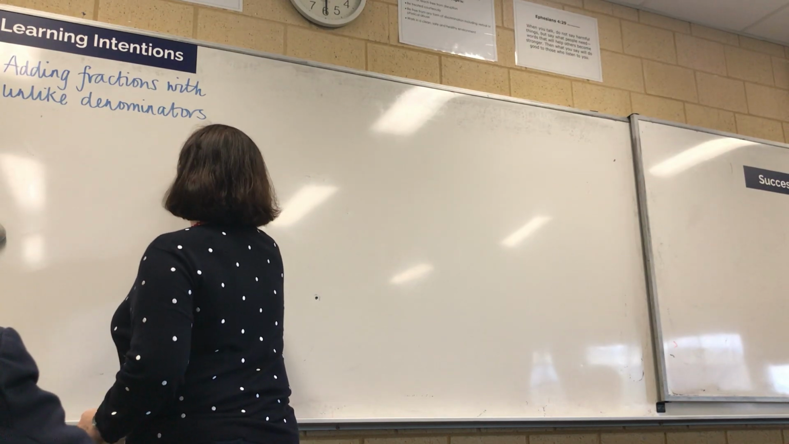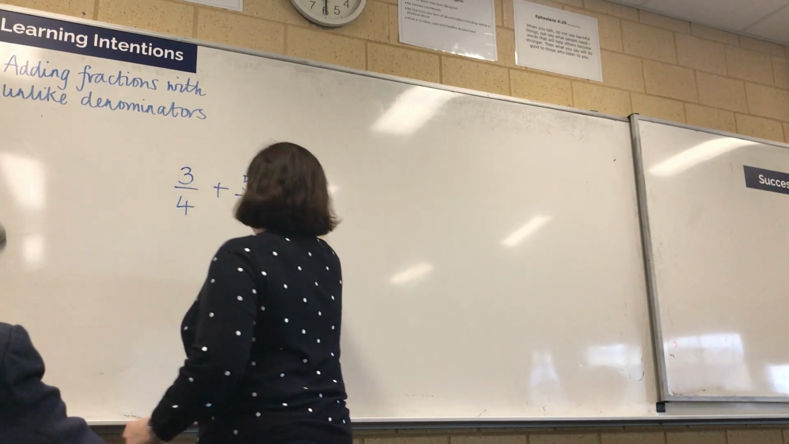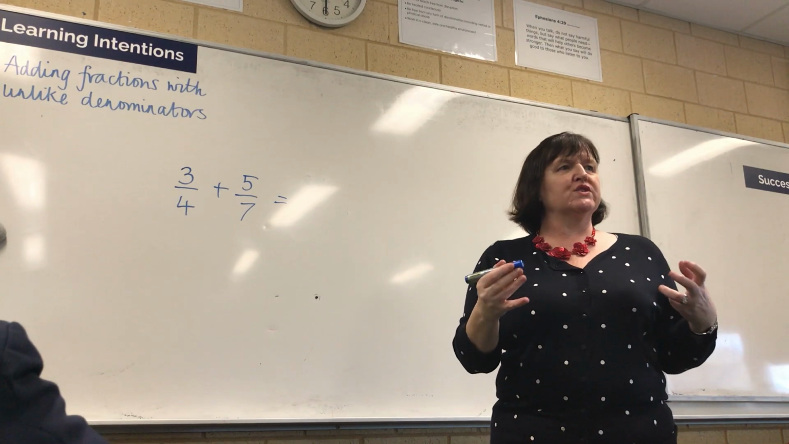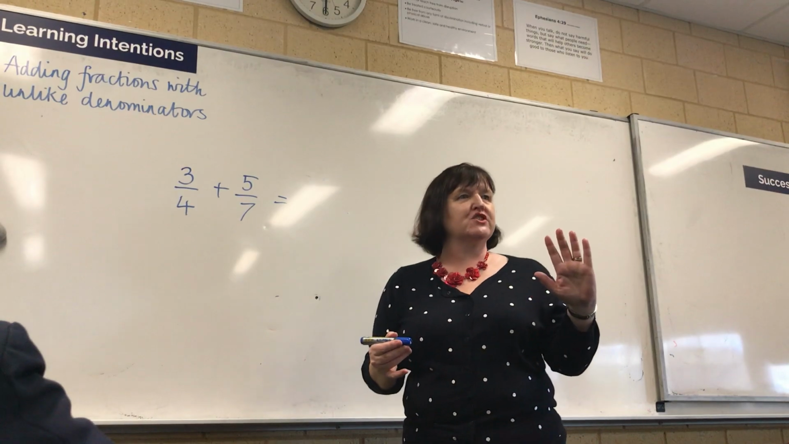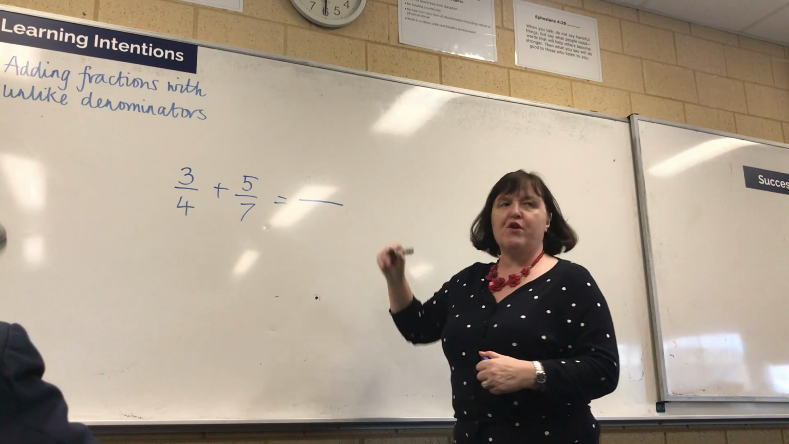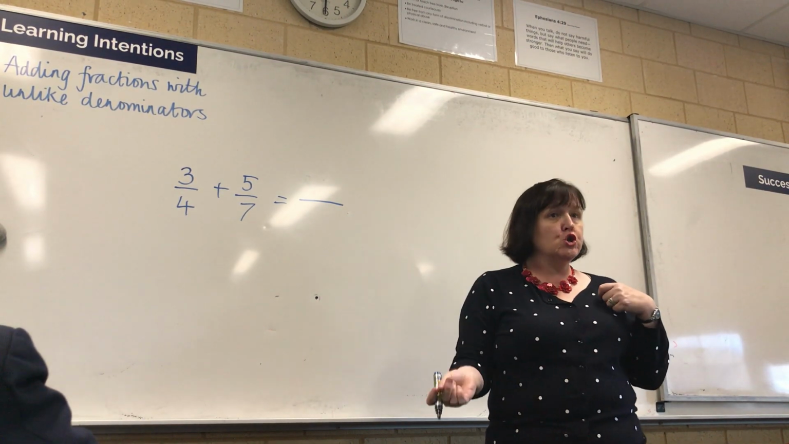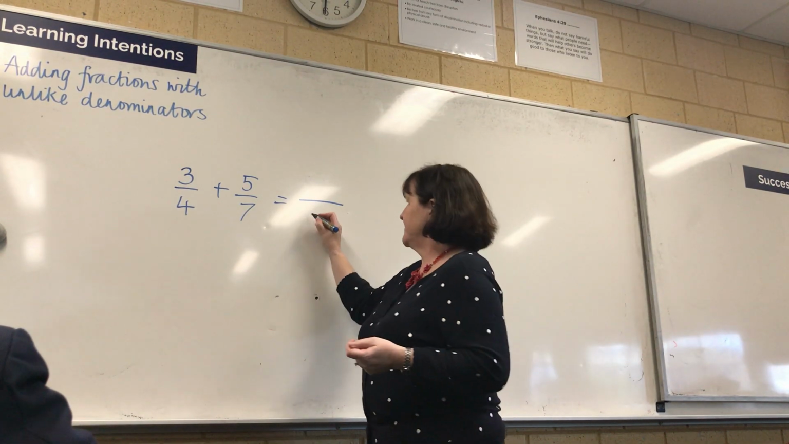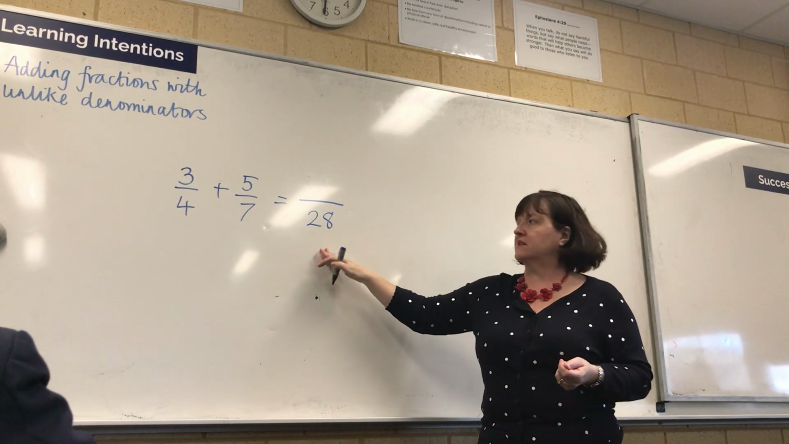Not very hard. No, that's good. So 3 quarters plus 5 sevenths. Now there's only one more step in this one, okay? And you know how to do it, so there's no need to worry. You've just got to remember to do it. So let's follow the process that we've just learned. What is my new common denominator? 28, that's right. So 4 times 7 gives us 28, which is our new common denominator.